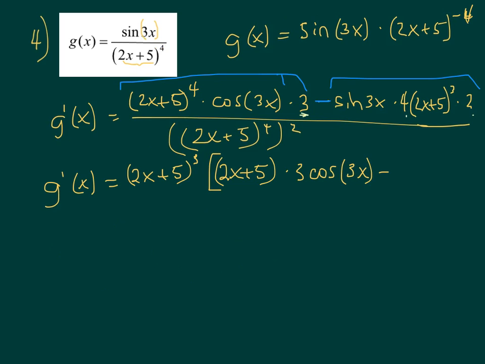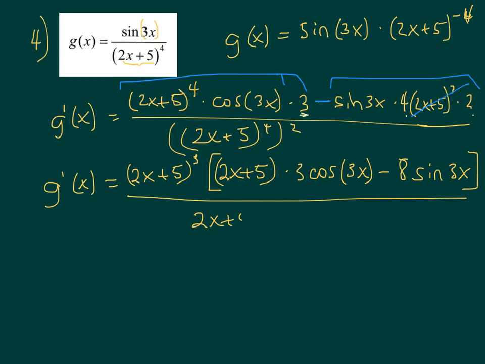Okay, minus, here the entire thing canceled out. Okay, so this is all gone. And so what's left is 4 times 2, which is 8, sine 3x. Okay, all over. And now we have 2x plus 5 to the fourth to the second. And when you have a power raised to a power, we can go ahead and multiply the exponents, so 2x plus 5 to the eighth.